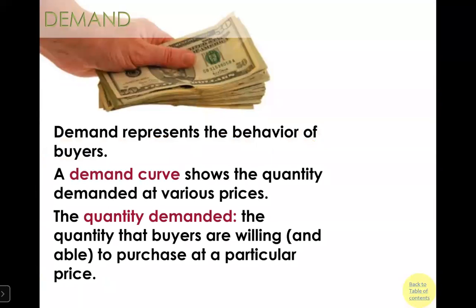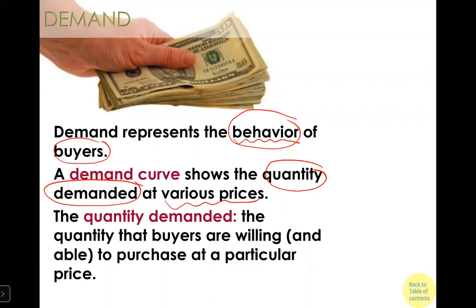Now we are going to start with demand. Okay. What is demand? Demand represents the behavior of buyers. Remember, this is behavior, the behavior of buyers. Now, a demand curve shows the quantity demanded at different prices. But what is quantity demanded? Quantity demanded is the quantity that buyers are willing to purchase at a particular price.